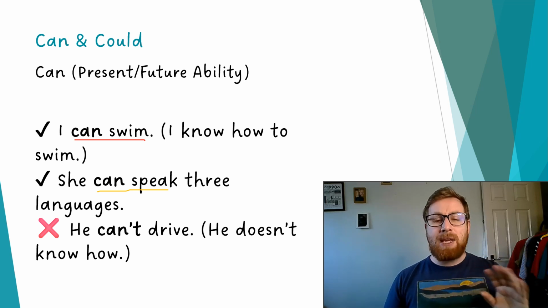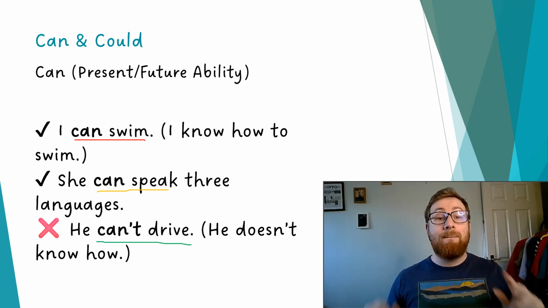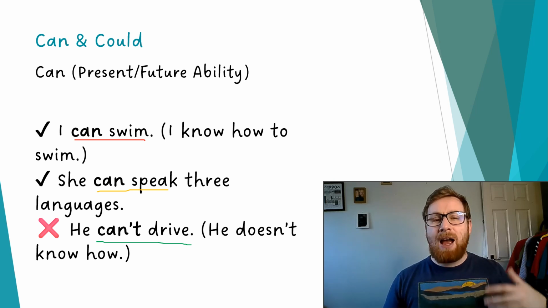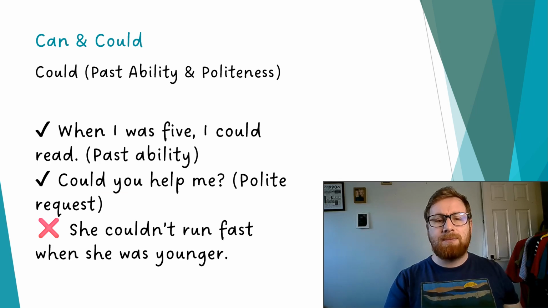And what if we want to say something we can't do? We could say cannot or can't. He can't drive. He doesn't know how. So these are things and thoughts you could be having. And maybe you can think of some other examples of things you can and can't do.